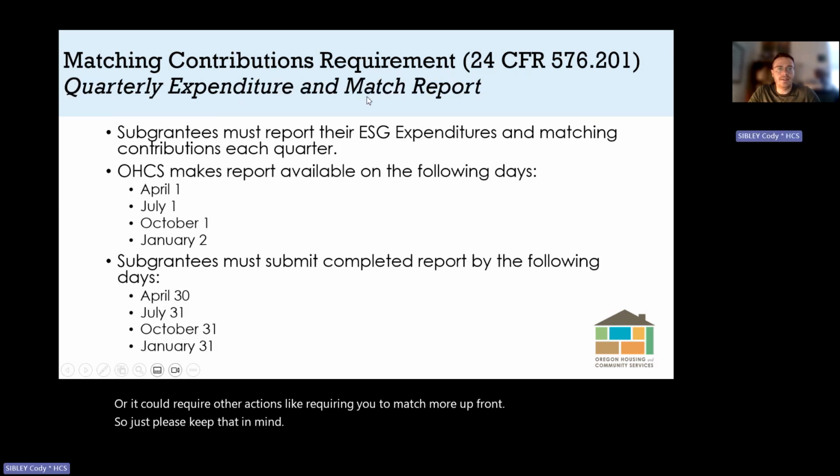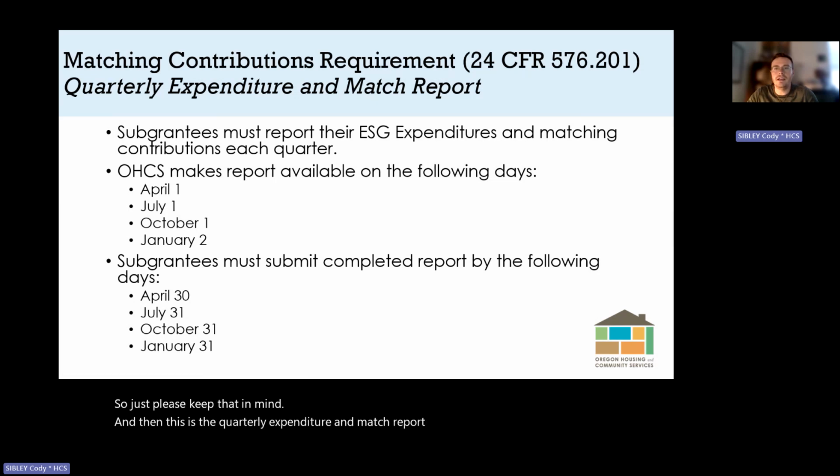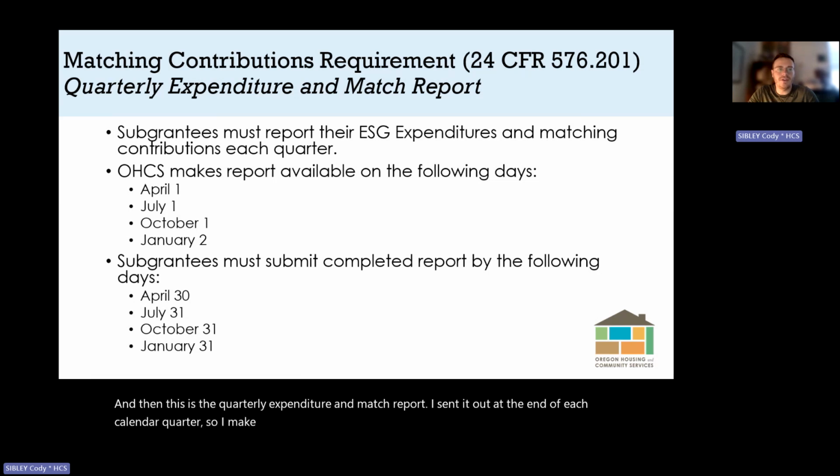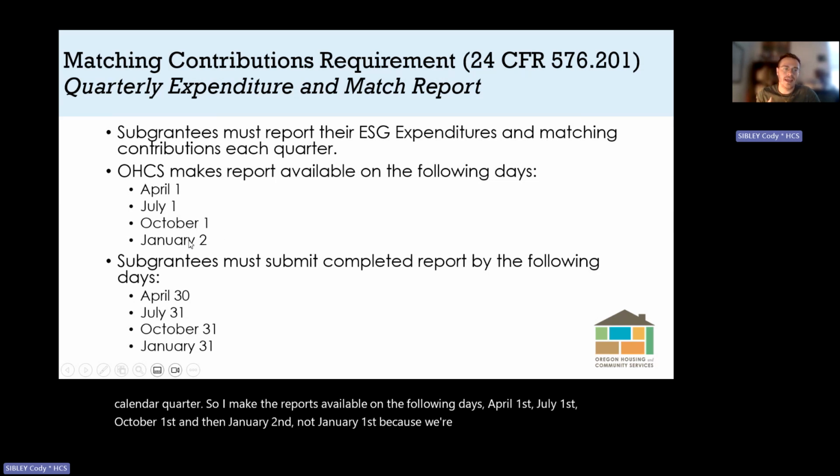And then this is the quarterly expenditure and match report. I send it out at the end of each calendar quarter. So I make the reports available on the following days: April 1st, July 1st, October 1st, and then January 2nd. Not January 1st because we're off on that day.